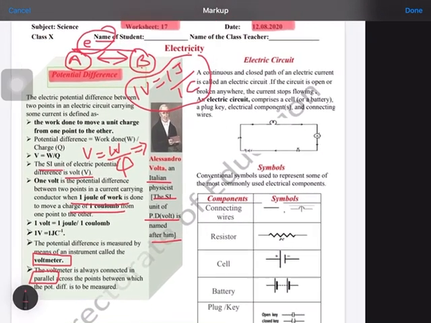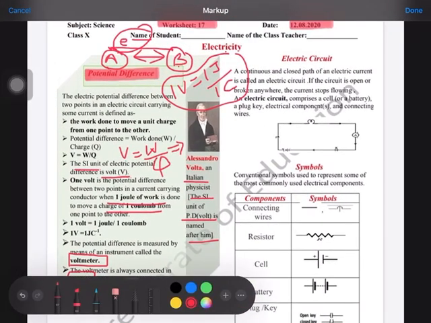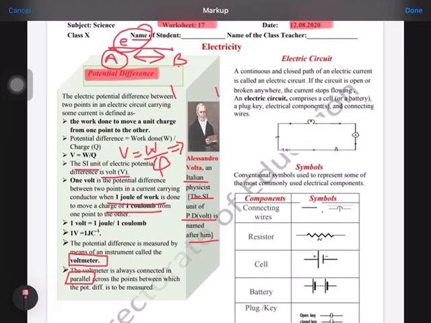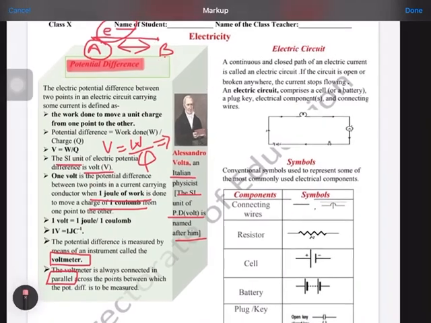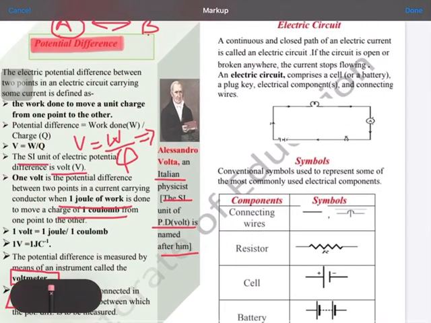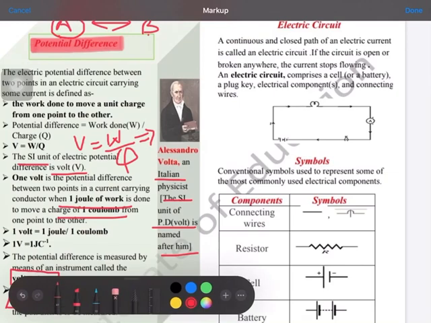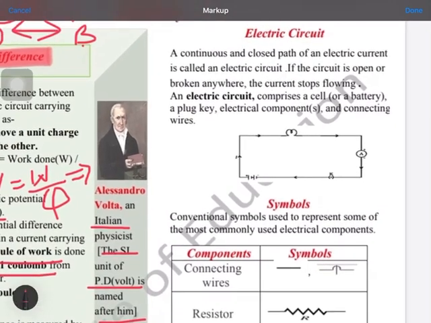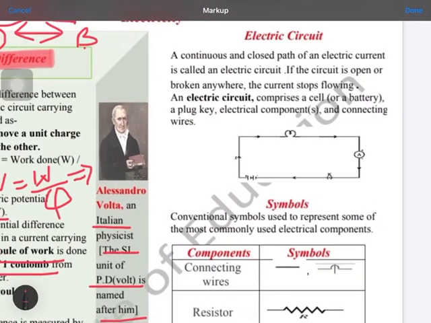Now the next part is what is an electric circuit. So when we say electric circuit, you have seen the different connections in the houses. We switch on the fan, it starts running, we switch on the bulb, it starts glowing. So all these have a particular kind of circuit inside. So what is an electric circuit?